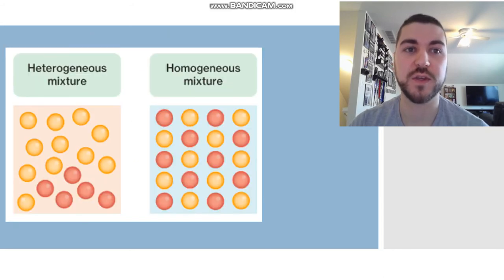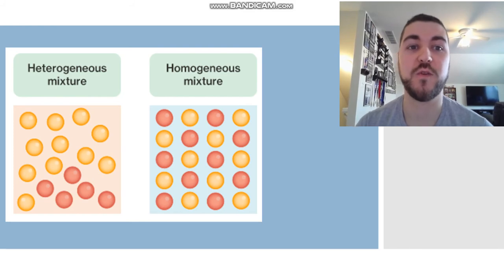So let's talk about mixtures, heterogeneous and homogeneous. These are both mixtures that contain two different pure substances. And just to keep this as simple as we can, we'll call one of the substances orange and one of the substances red, since that's what the diagram's displaying.